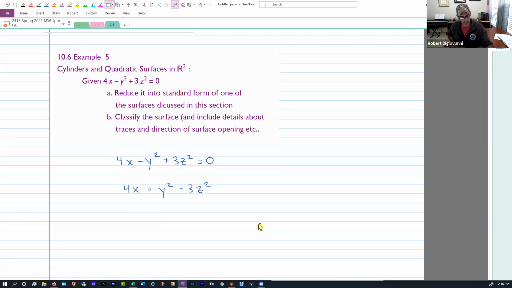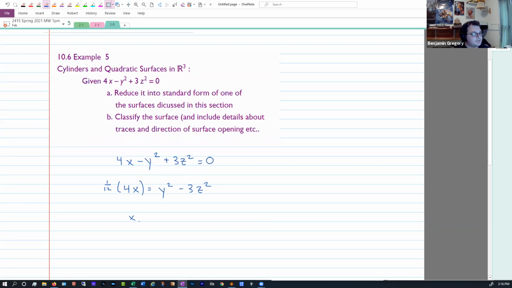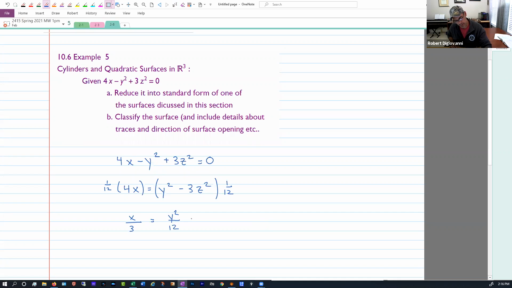How did you do it then? There was a common denominator that I could find of 12 by making 4 times 3. Okay. So multiply the entire thing by 1 over 12. You did 1 12th on both sides. So you end up with x over 3 equals y squared over 12 minus z squared over 4. That equals y squared over 12 minus z squared over 4. What do y'all think? That work?